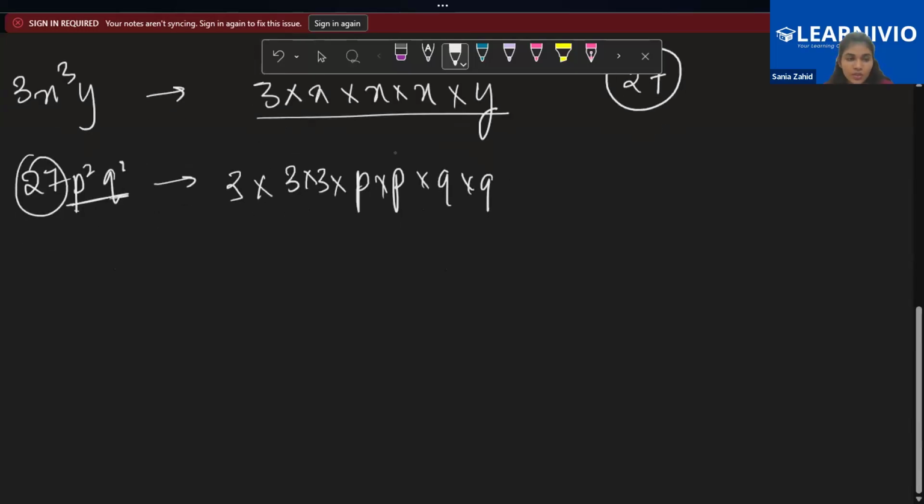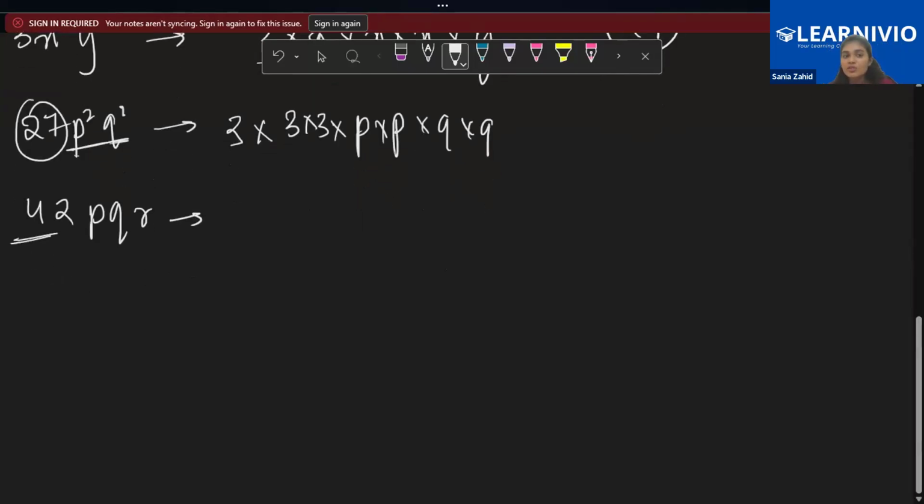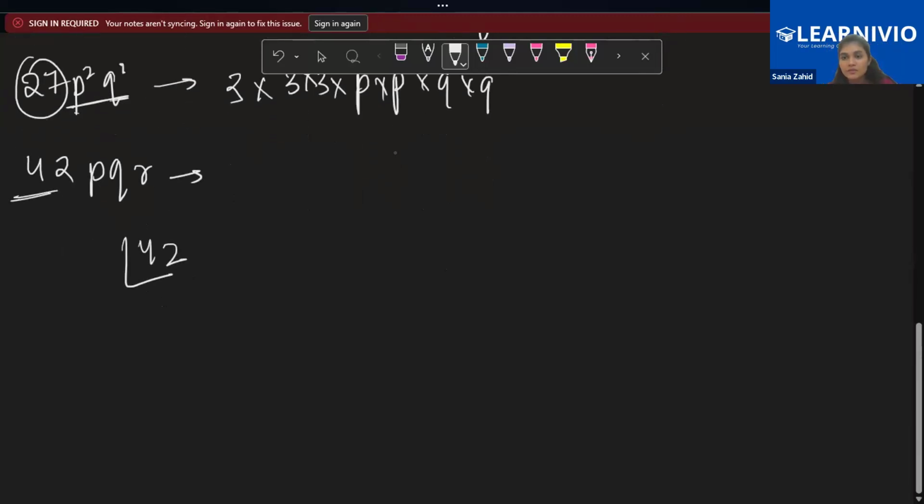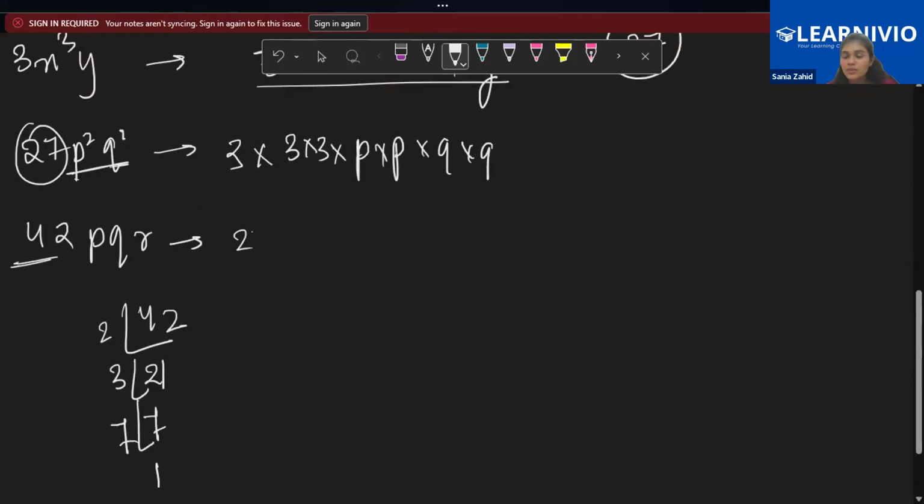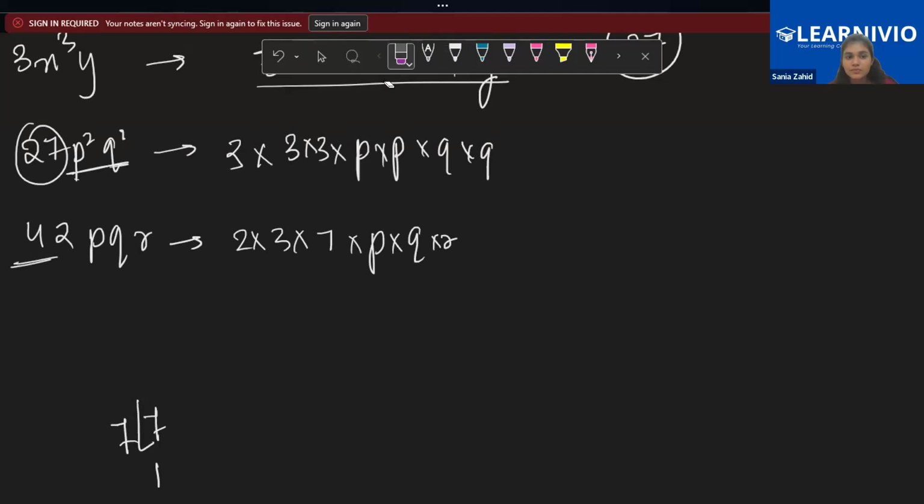Now children, if I give you 42 PQR, who will tell me what will be the answer for this? Ma'am, 6 into 7. 6 is not irreducible, Harmeen. I told you factorization you do. Okay. Do the factorization of 42. Ma'am, the prime factors are 2, 3, and 7. Very good. And so 2 into 3 into 7 into P into Q into R. Right? Yes, student.